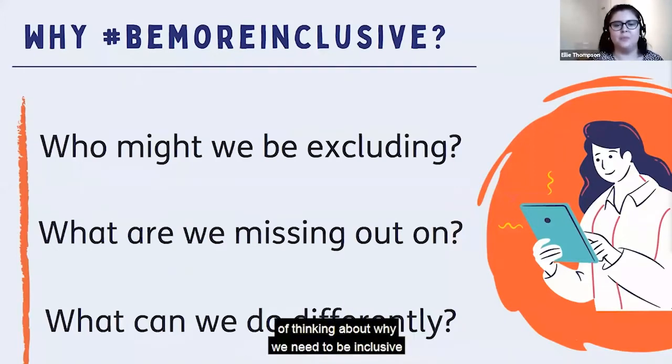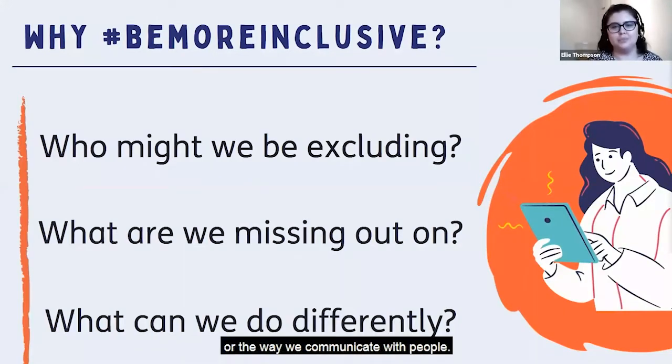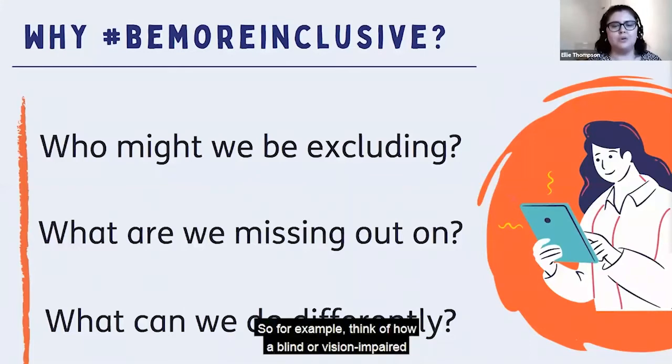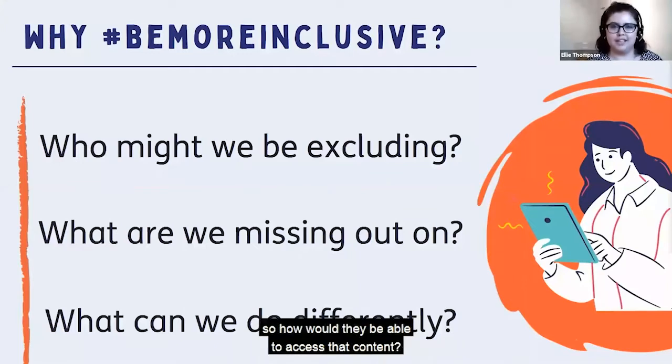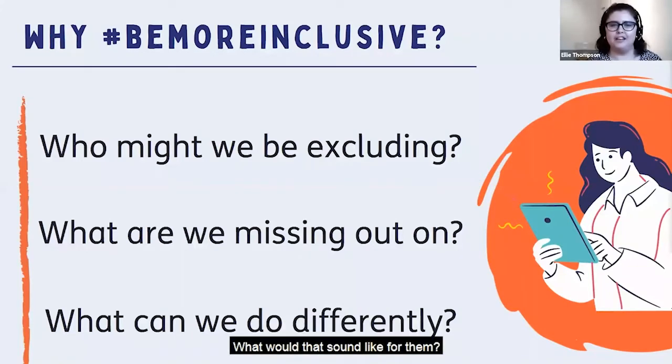So yeah, I think a really good way of thinking about why we need to be inclusive is to think of who we might be accidentally excluding by the way we make our posts at the moment, or the way we communicate with people. So for example, think of how a blind or vision impaired or sight impaired person would access your Instagram posts. Now, they can't see images necessarily, so how would they be able to access that content? And there is a way they can have the content of the image read out to them. What would that sound like for them though?